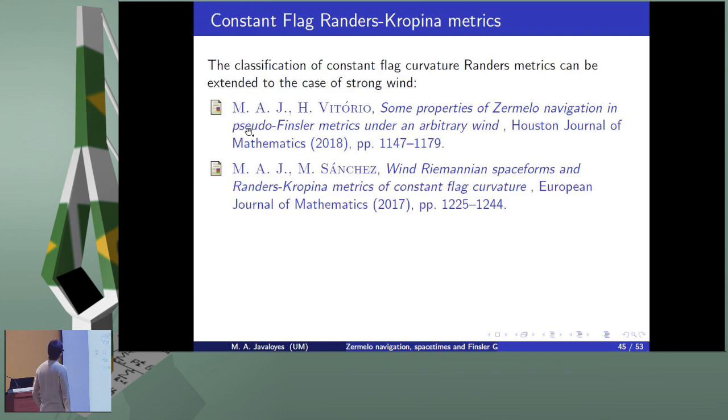So we can use this more general case of Randers-Kropina metrics in order to study manifolds with constant flag curvature. In fact, we have classified the Randers-Kropina metrics. In some sense, we have extended the paper of Bao, Robles, and Shen about the classification of Randers metrics. Basically the same result is true for Randers-Kropina metrics.